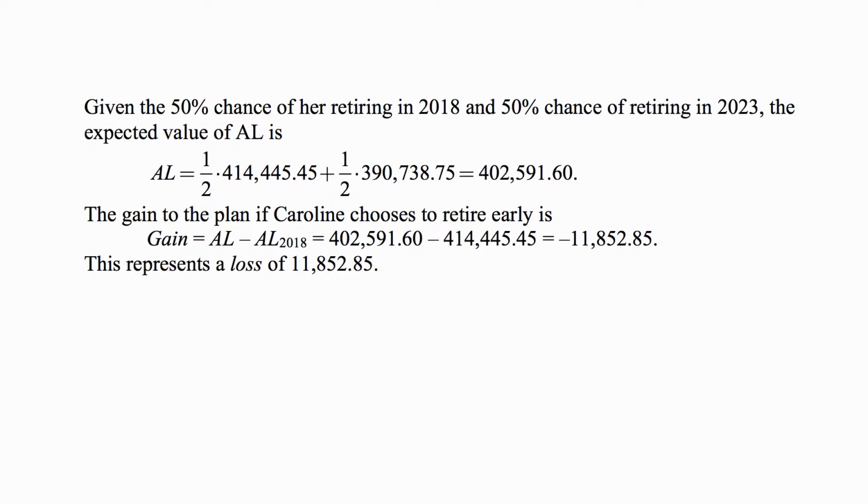402,599.60. And if she chooses to retire early, then the gain is this liability minus the actual liability if she retires early, which is 414,445.45. That's actually a loss. The pension plan suffers a loss because she retires at the time that produces a higher value of benefits to her than the average calculated above. It's a loss of 11,852.85.